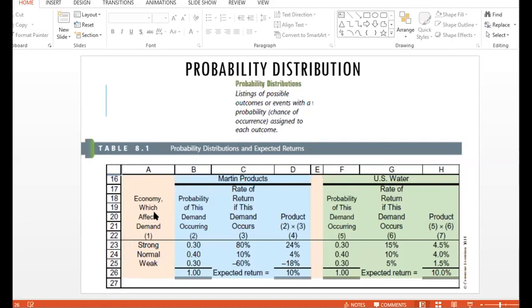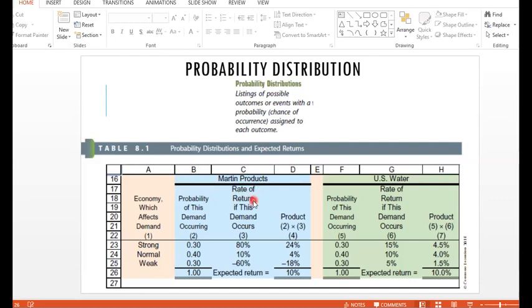Here you can see we have three different economic situations which affect demand: strong economy, normal economy, and weak economy. So the probability of this demand occurring is 30% chances that the economy would be strong, 40% chances that the economy would be normal, and 30% chances that the economy would be weak.